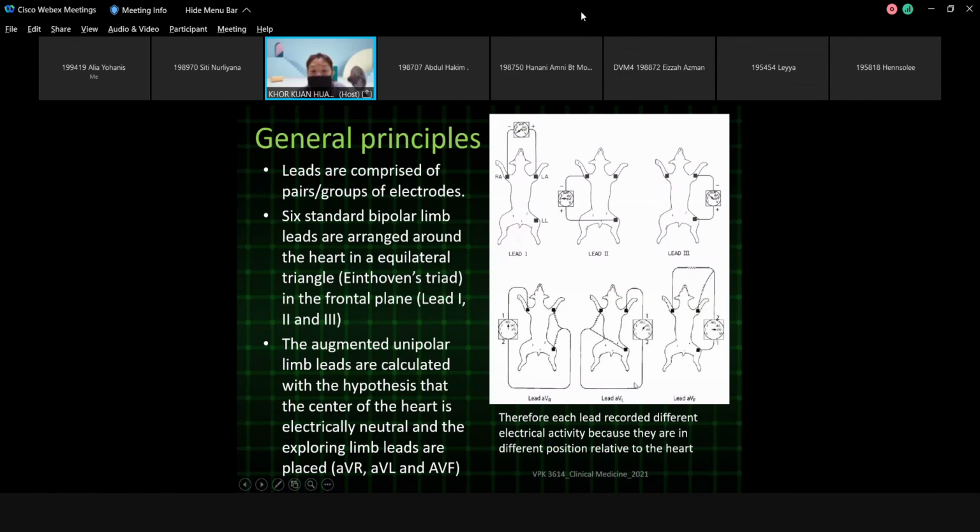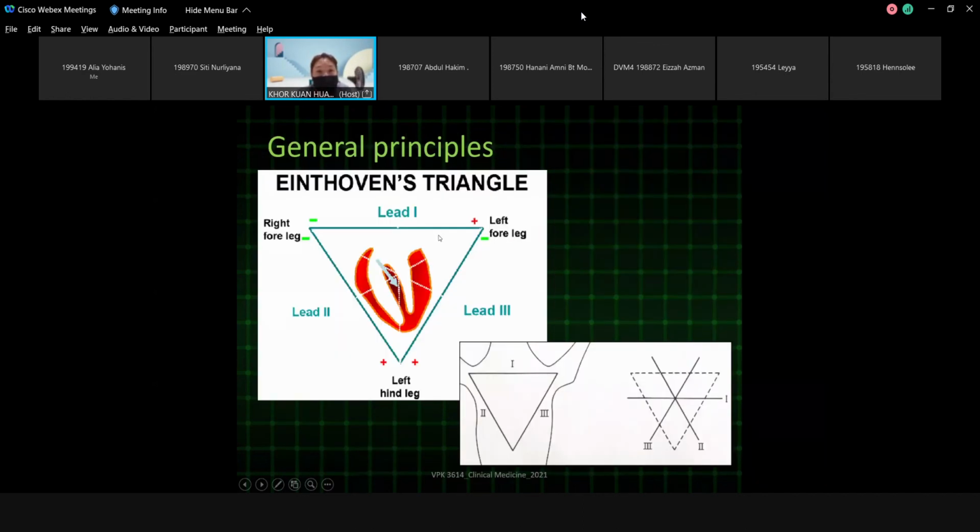Okay? But for me, you Dr. Khor are confused. In cardiovascular diseases for cats and dogs, the most important is lead 2. Okay? If you are stuck, you cry, don't know what to do, you just say lead 2. I will explain why. That is the Einthoven triangle. Just now we said right leg, left leg, lead 1.